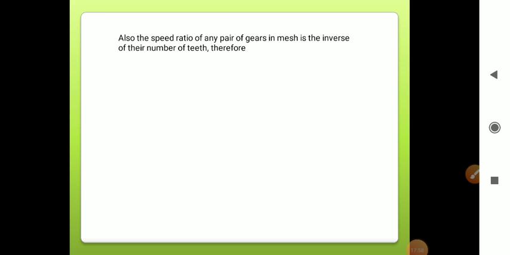Okay, also the speed ratio of any pair of gears in mesh is the inverse of the number of teeth. Therefore TB divided by TA is equal to TD divided by TC is equal to 3.464. That is TB by TA is equal to TD by TC is equal to 3.464, that is the inverse. This is equation number 1.